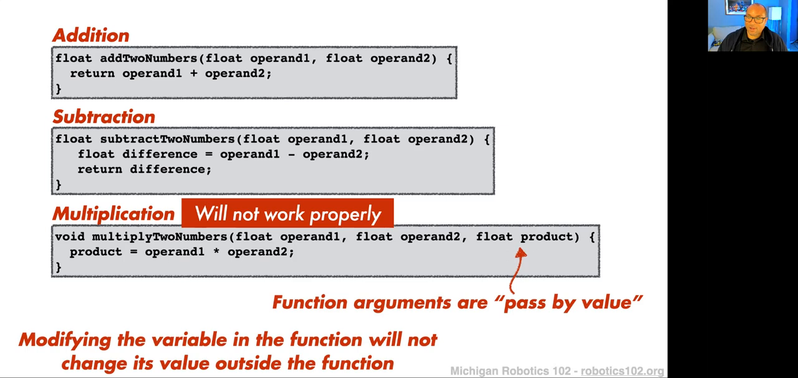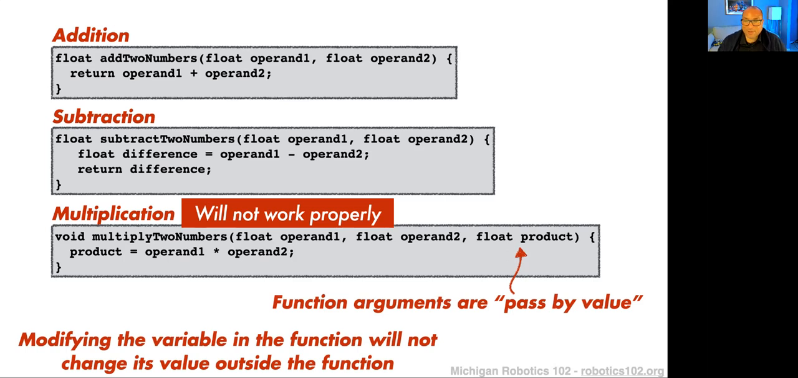Whenever you give an argument into the program, a copy of it is made, and then that serves as a local variable so that we can then work on it, so that when you modify the variable inside the function, it will not change its value outside of the function.